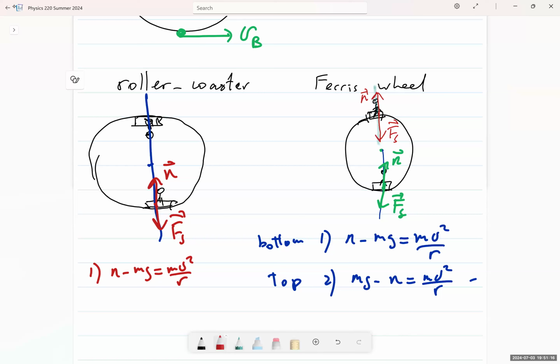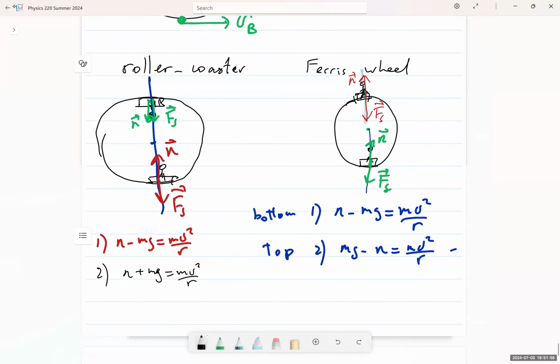But at the top, you have both of those forces pointing down. So at the top, you have the normal force plus mg. Both of them are down, but remember, down at the top points toward the center, so both are positive. So N plus mg equals mv squared over r. So that's the main difference, right? Here is the minus and here is the plus, because both are pointing in the same direction for a roller coaster, whereas in a Ferris wheel, they're still in opposite directions, but their magnitudes change.